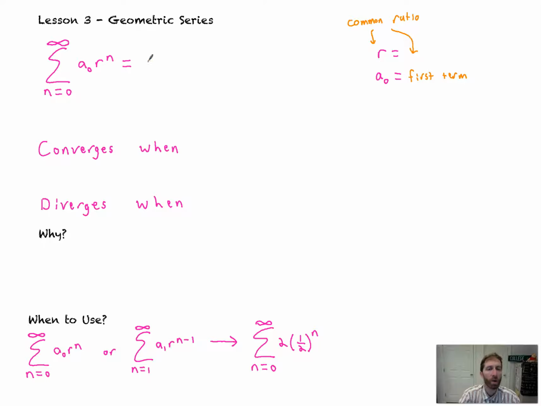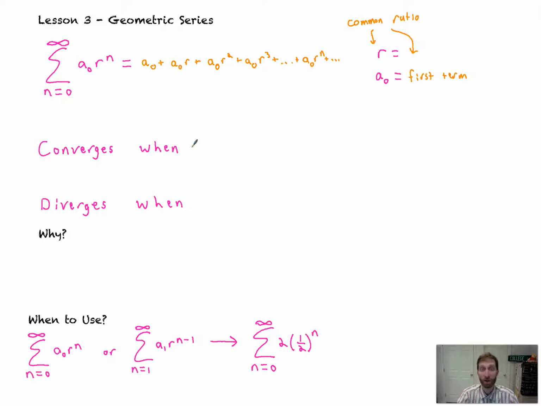So if we expand this thing out, if I plug in 0, r to the 0 is 1, a sub 0. Then if I plug in 1, I'll get a sub 0, that same first value, r to the 1, plus a sub 0 again, r squared, and so on and so forth, going up by 1 power of that common ratio every single time till you get out to the nth term and keep on going. So that is what a geometric series is. Essentially, you are multiplying by r every time from the preceding term to get to the current term. You're multiplying by r, the common ratio.